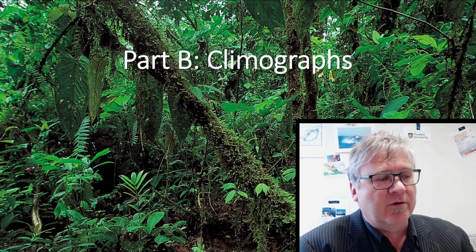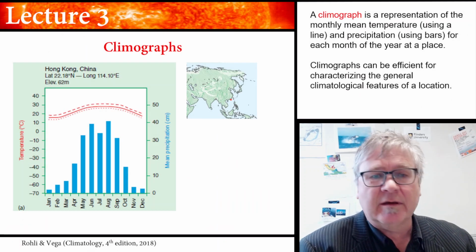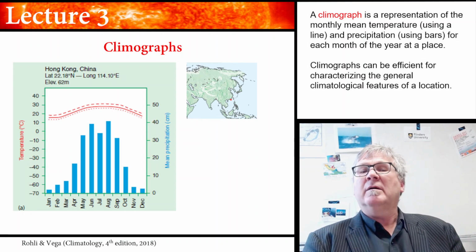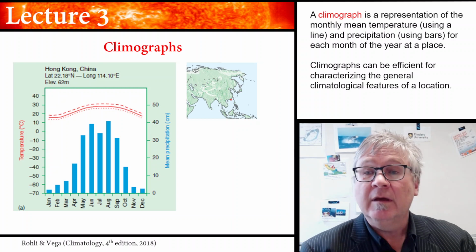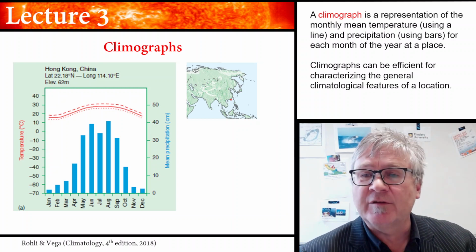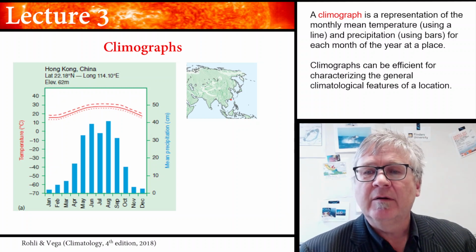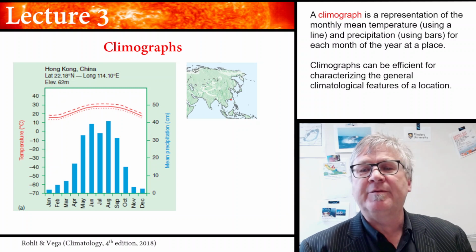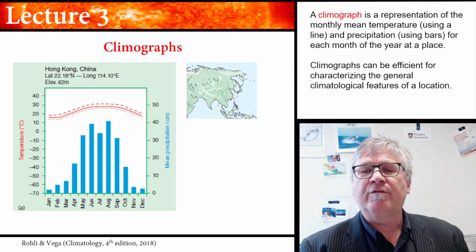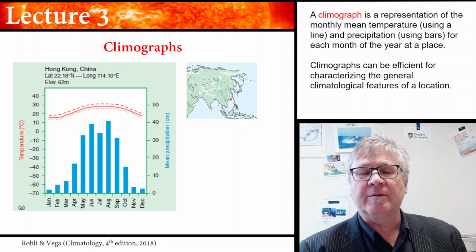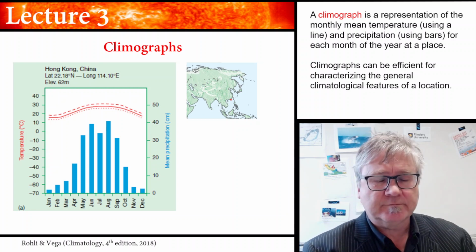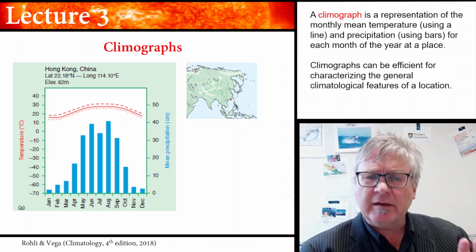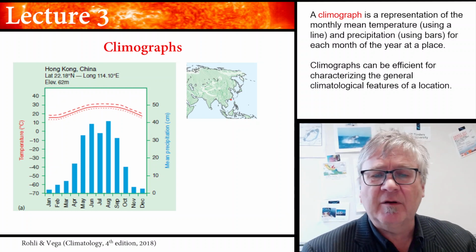What does a climograph look like? Okay, I'll show you one climograph for Hong Kong. A climograph is a representation of the monthly mean temperature using a line and precipitation using bars for each month of the year at a place. This one is for Hong Kong. So let me explain what's done here and what's shown.